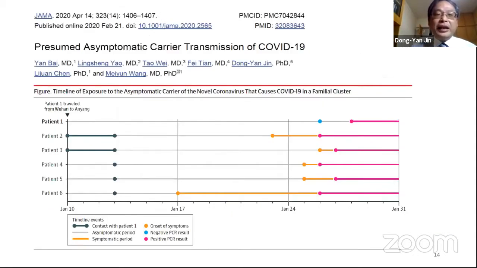And later on, I also collaborated with colleagues in China to go one step further, to show that asymptomatic carriers actually have the potential to transmit the virus to family members. There are several families, mostly college students who were studying in Wuhan, who came back to their hometown and spread the virus to their family members. So this is the first demonstration of presumed asymptomatic transmission of SARS-CoV-2 and COVID-19.